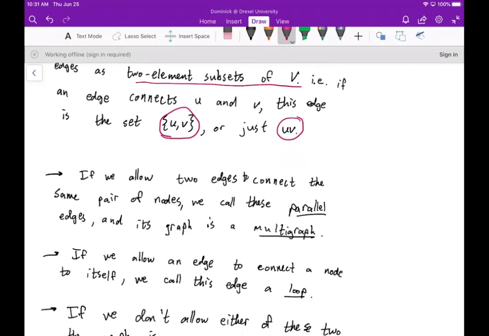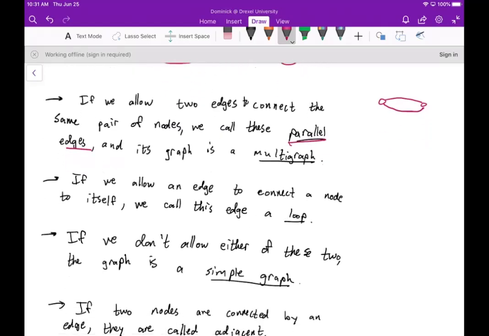Now, a couple other special things that you might see are if we allow 2 edges to connect the same pair of nodes, we call these parallel edges, right? So, for example, if you have something like 2 nodes and you have an edge here and an edge here, those would be considered parallel edges because they're connecting the same nodes.